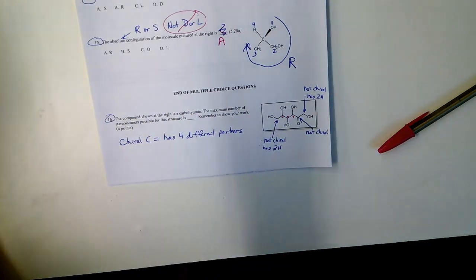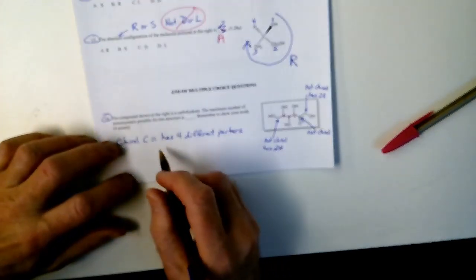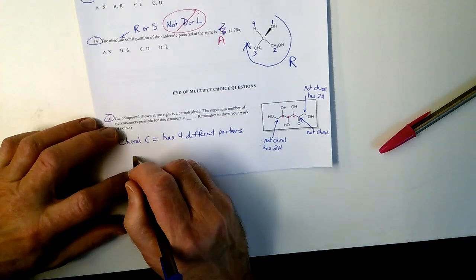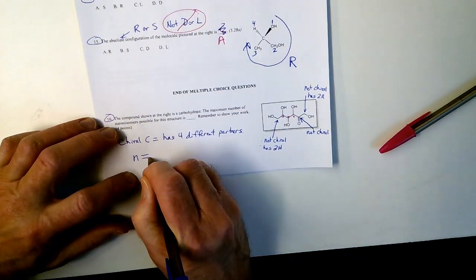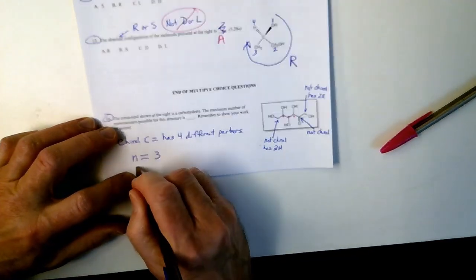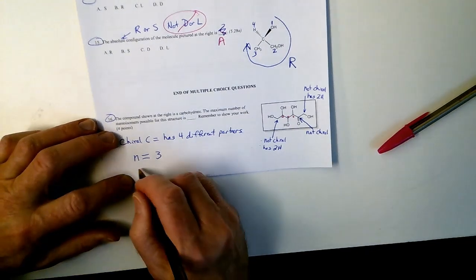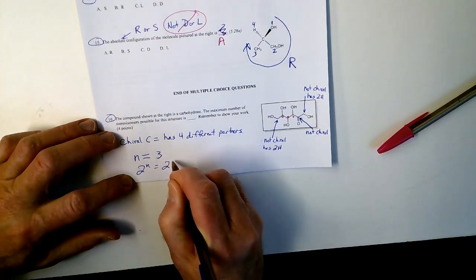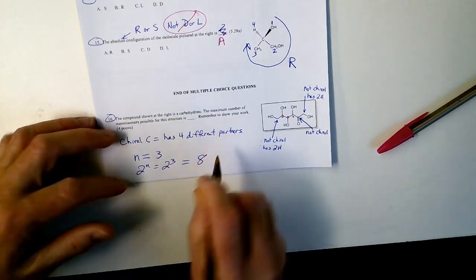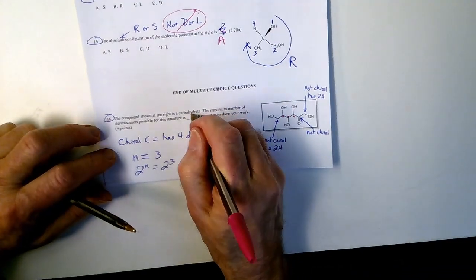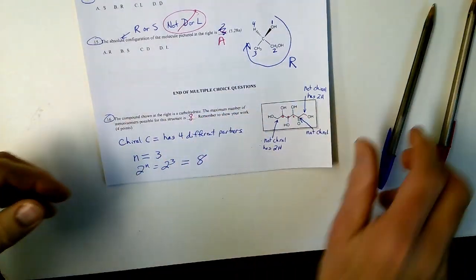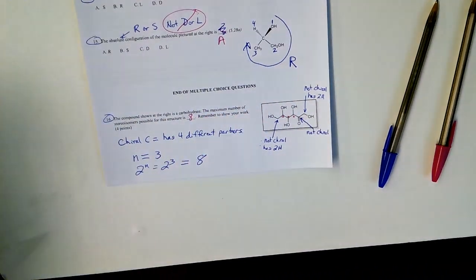Everyone sees something different. So you're down to 3 carbons that are chiral here, so that means that N equals 3. And 2 to the N is 2 to the 3rd, which equals 8. So there's the answer to that one.